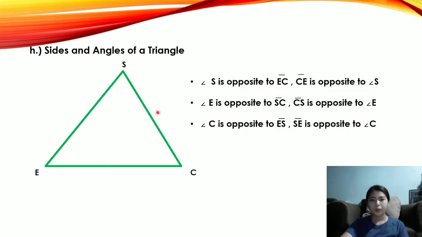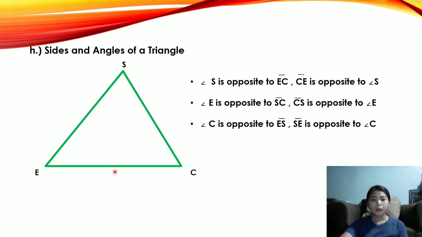Now let us familiarize the sides and angles of a triangle. Let's say we have triangle SEC. Angle S is opposite to side EC. Likewise, side CE is opposite to angle S. Next, angle E is opposite to side SC. Likewise, side CS is opposite to angle E.